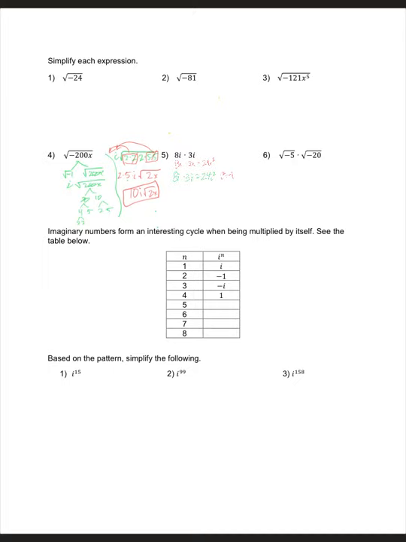So since I know this is a real number, I'm going to substitute -1 in for i squared. So you're left with 24 times -1, because i squared is equal to -1. 24 times -1 is indeed -24.